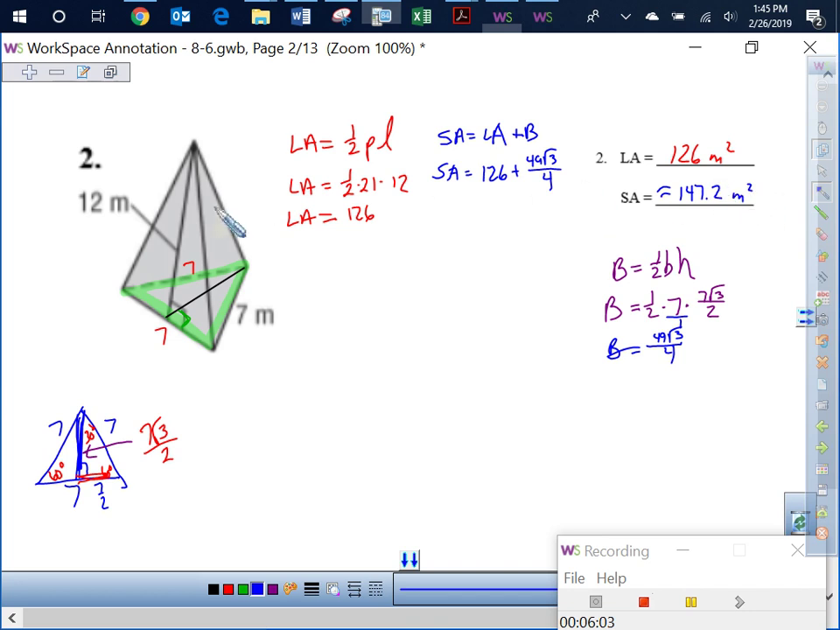So that one was a lot more challenging than you think just because we needed to find that base area. You could have used Hero's formula, but you're going to have lots of 30, 60, 90, and 45, 45, 90 scenarios on the homework. So I thought I'd refresh your memory.